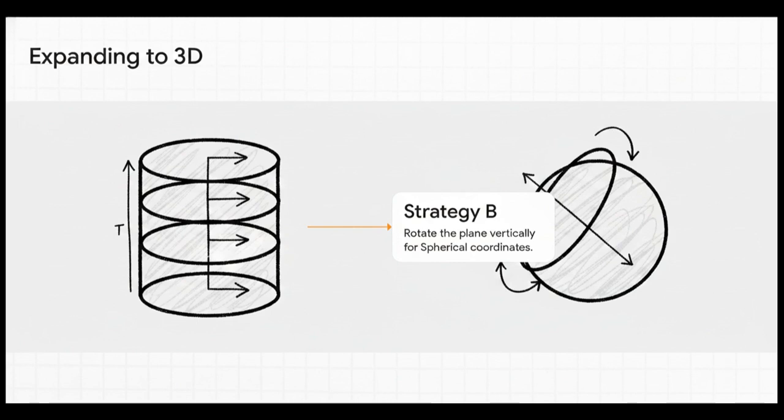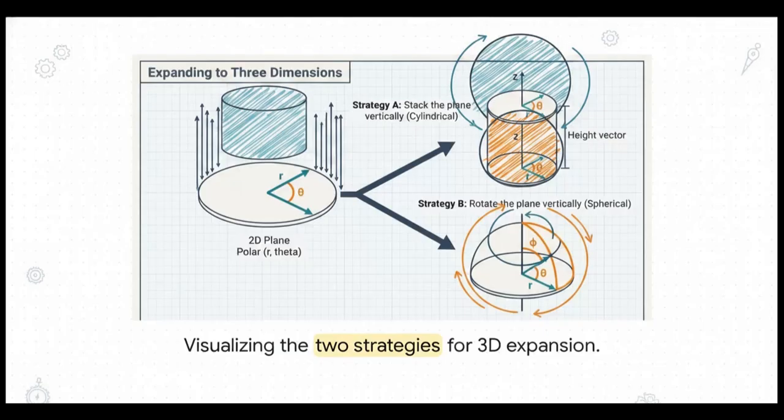Strategy B is to take that 2D circle and pivot the entire plane vertically around the center point. This gives us spherical coordinates. Let's see how these look. Visualizing these two strategies makes it so much clearer. Strategy A keeps the horizontal plane exactly the same, but we add a straight up and down z-axis. That perfectly outlines a cylinder.